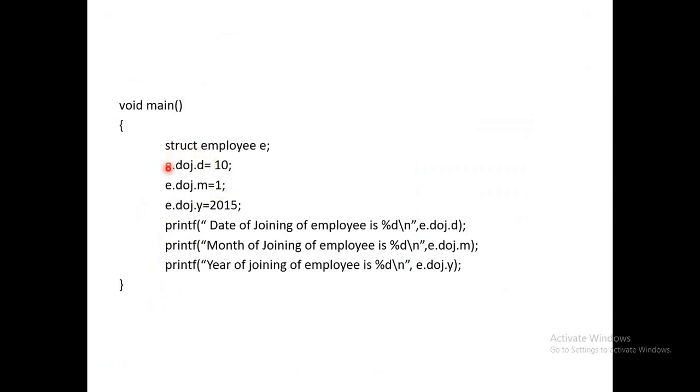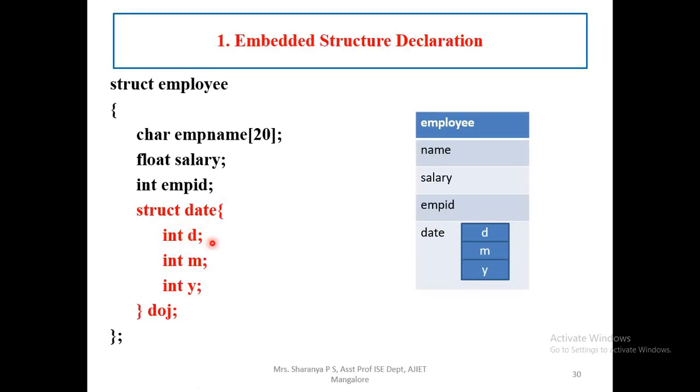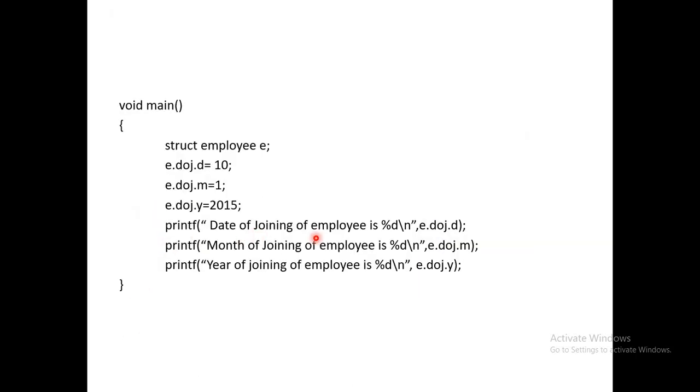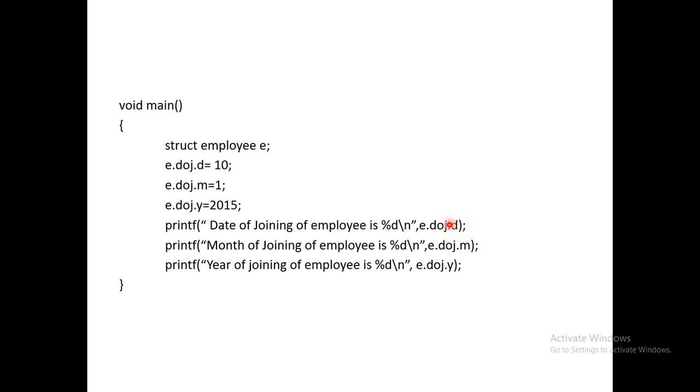That is, we have to mention E.date_of_joining.D, where D refers to what we defined inside that. Here we are storing the values, and if we want to fetch the date of joining of the employee, first we have to mention the outer structure variable name, that is E, and then after that the inner structure name, that is date_of_joining, and then the structure member name.